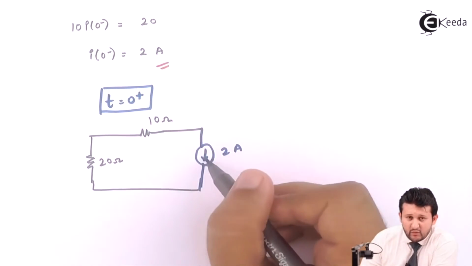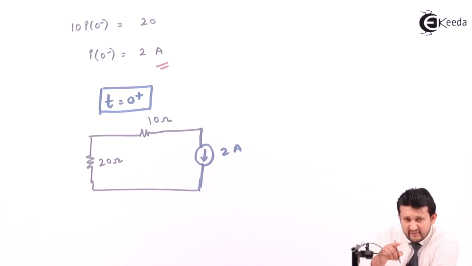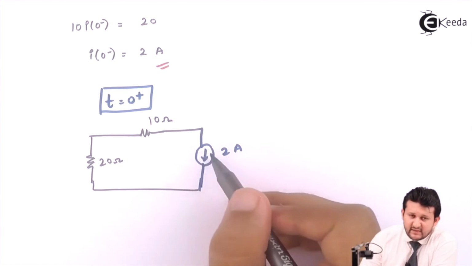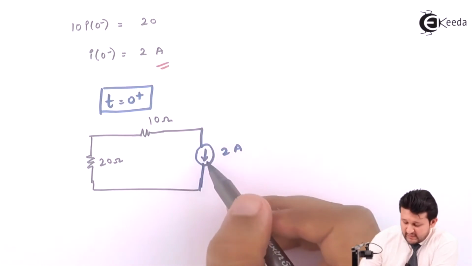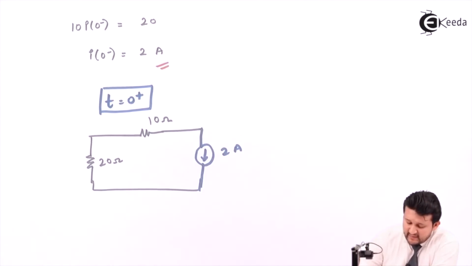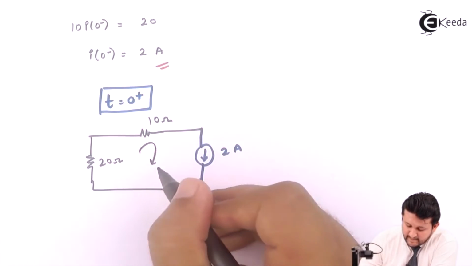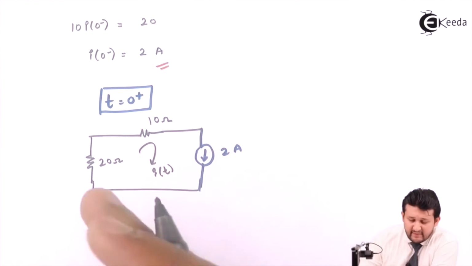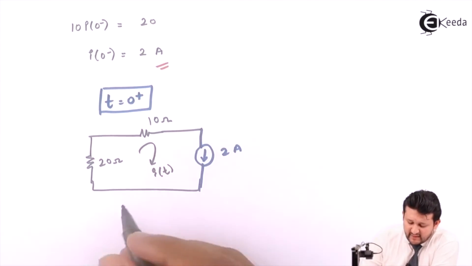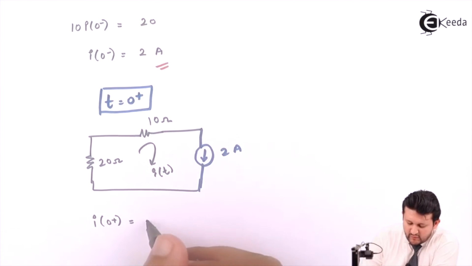The reason it points downwards is that the current I of t in the first case was taken clockwise. So that's the reason even this circuit will have a direction downwards. If I need to find the current in this, I cannot apply KVL because everything is not voltage. So straight away you'll get the value of current. So I of 0 plus is equal to 2 amperes.